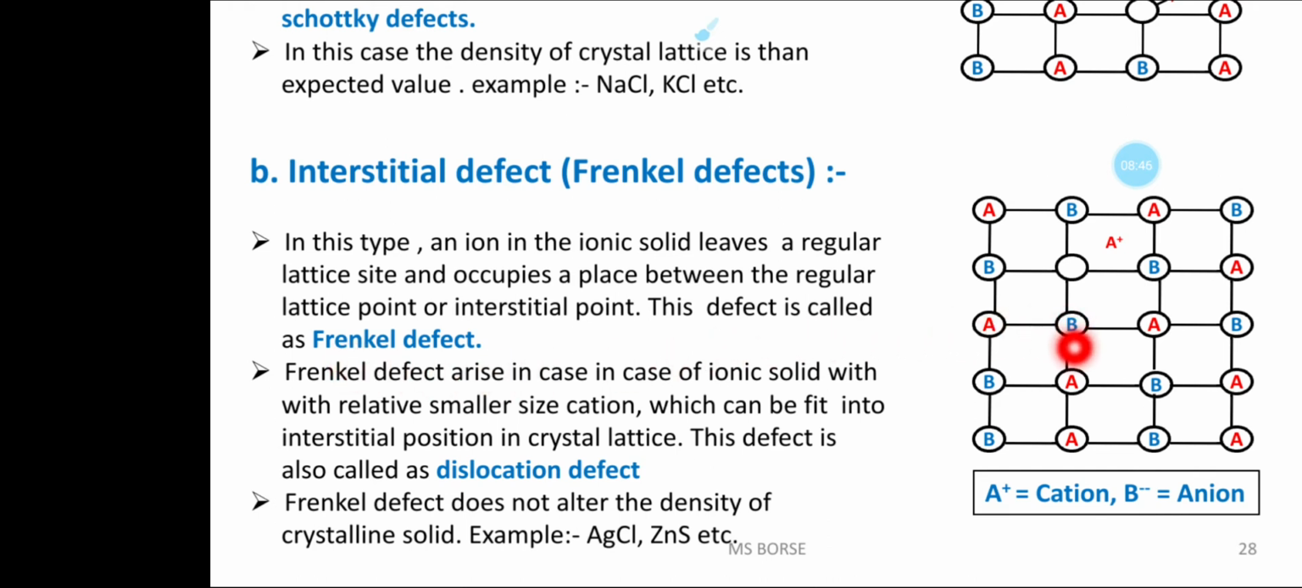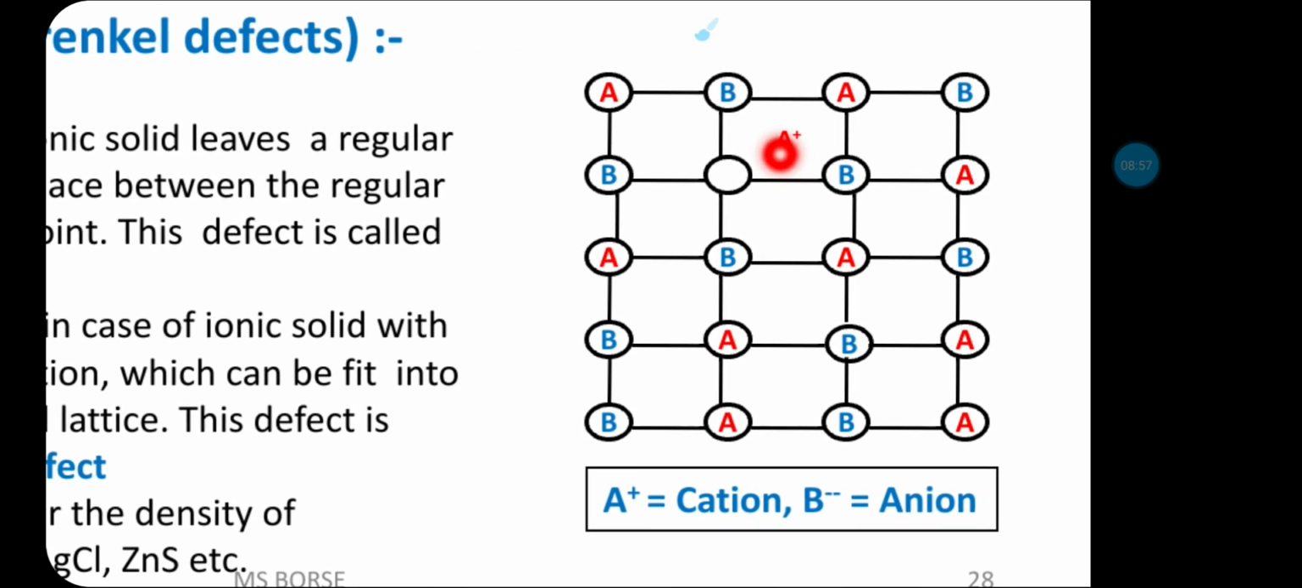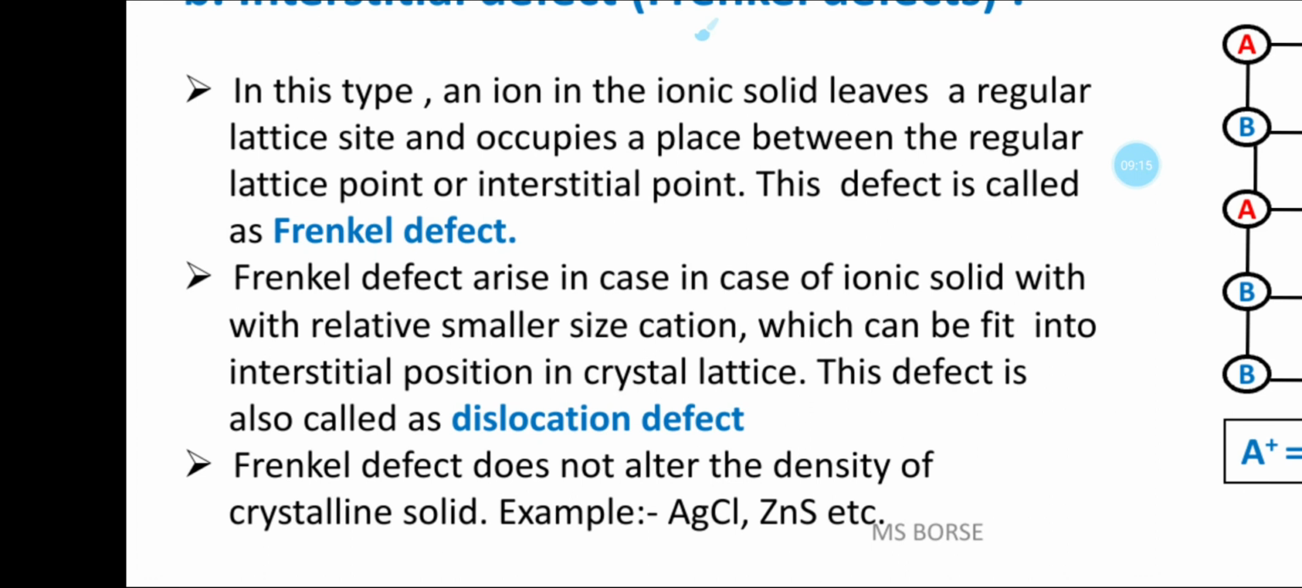If you see the schematic representation, that means cation and anion are all in their regular positions, but this cation leaves its regular site and goes into the interstitial position of the lattice. So that's why this defect is also called interstitial defect or Frenkel defect. Frenkel defect arises in the case of ionic solids with a relatively smaller size cation which can fit into the interstitial position of the crystal lattice. This defect is also called dislocation defect.